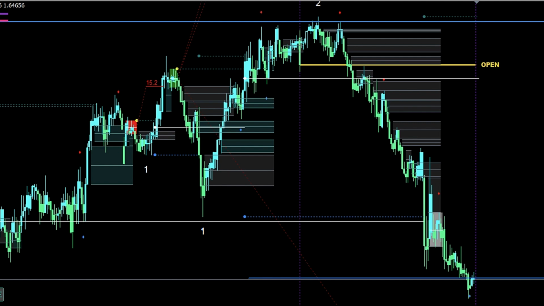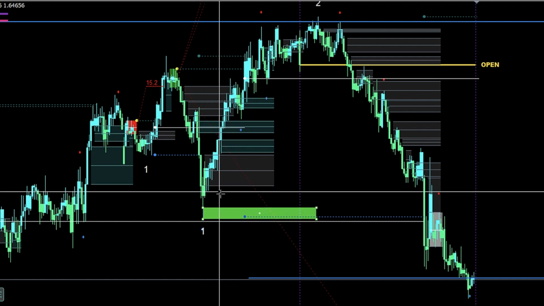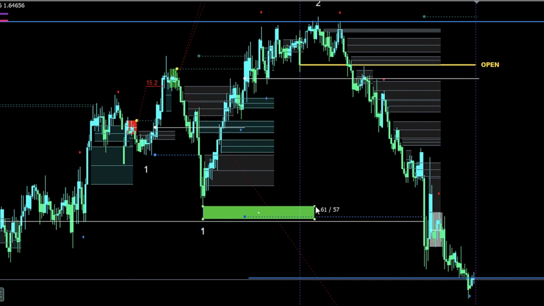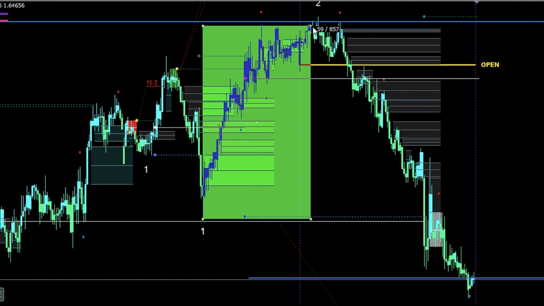This is an example of a trade which happened on Euro AUD. As you know, it has AUD, which is an Asian session. Now what we will do, we will take the consolidation during the US session. So this is our consolidation during the US session. The US session had this one until this. So this is the consolidation for the US session.